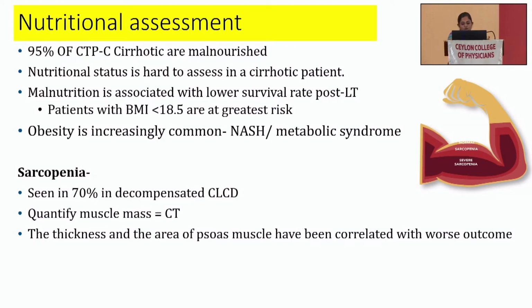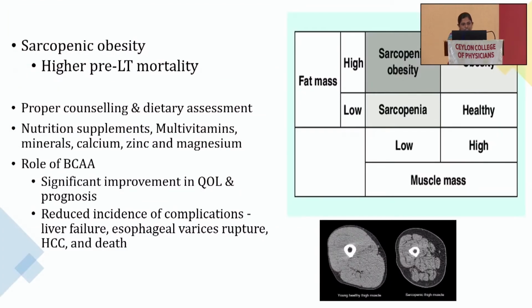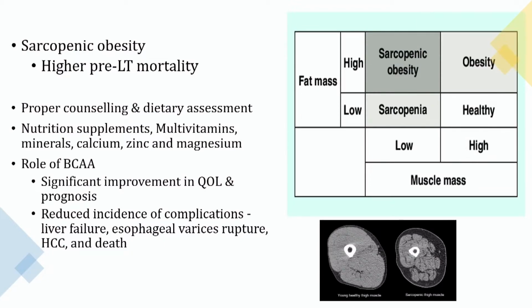So there are other measurements, anthropometric measures such as triceps skin fold thickness or mid-arm circumference, which need to be evaluated. Another increasingly common entity is sarcopenic obesity. Around 50% of end-stage liver disease patients have sarcopenic obesity, where they have high fat mass with low muscle mass, so the sarcopenia is masked by the obesity. The diagnosis is difficult and management is also difficult. We can't restrict calories in these patients, because restricting calories will end up worsening sarcopenia. So everything should be clearly evaluated, with proper counseling and dietary assessment.